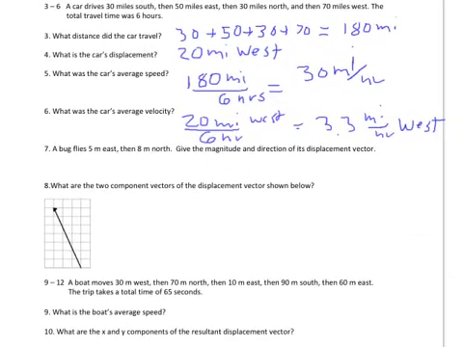Okay, so in this case I want to find the magnitude of the resultant vector. The bug flies 5 meters east and 8 meters north. I want to know the magnitude and direction of the displacement vector. I think we're going to have to go to the graph paper to do this.